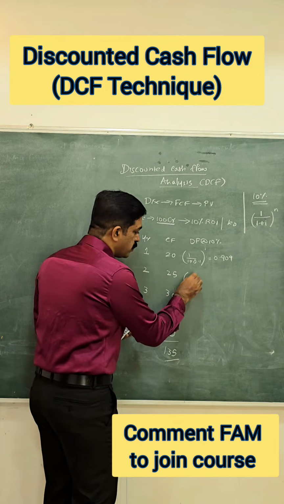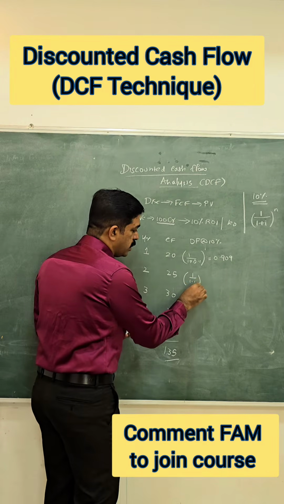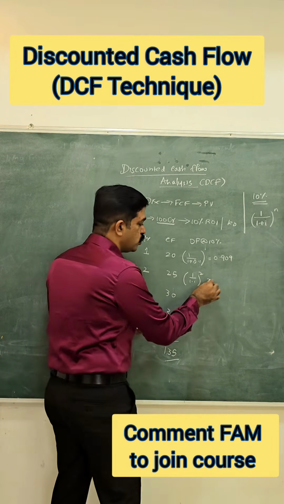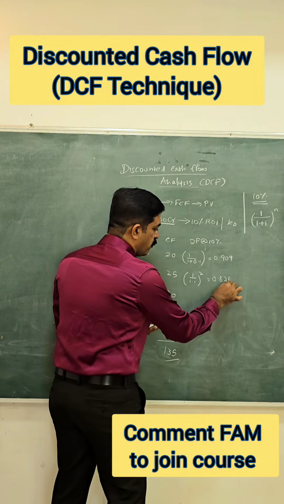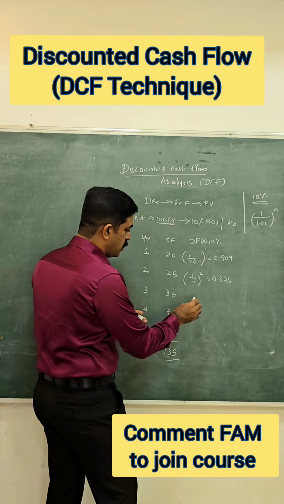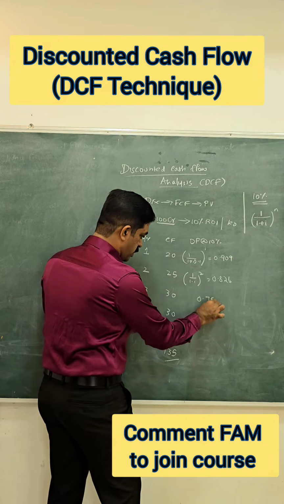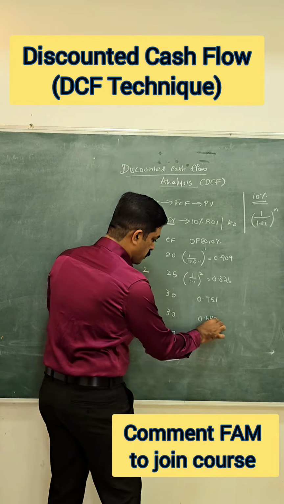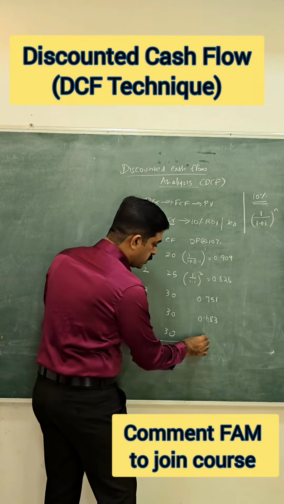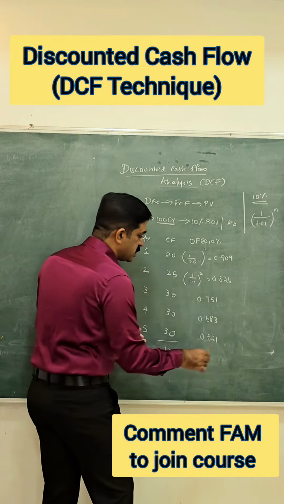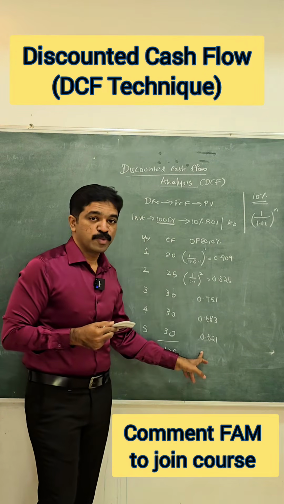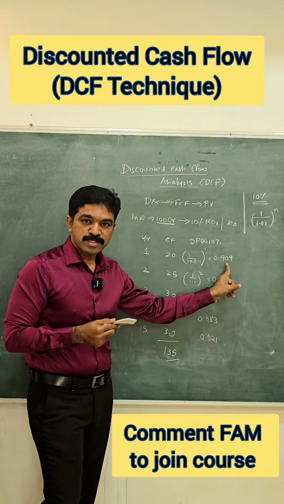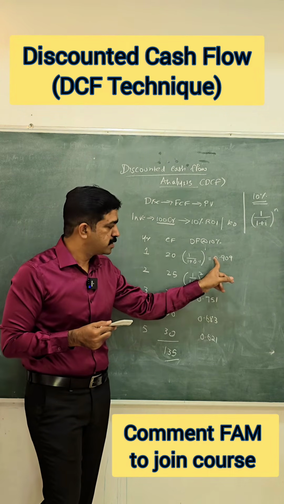For the year 2, it will be 1 divided by 1.1 to the power 2, and if I calculate, it's going to be 0.826. For year 3, if I use the same formula, it will be 0.751. Year 4, it will be 0.683, and year 5, it will be 0.621. See, what do these discounting factors communicate? That is, at the end of year 1, if I'm going to receive 1 rupee, its present value is only 91 paise. That is 0.909.